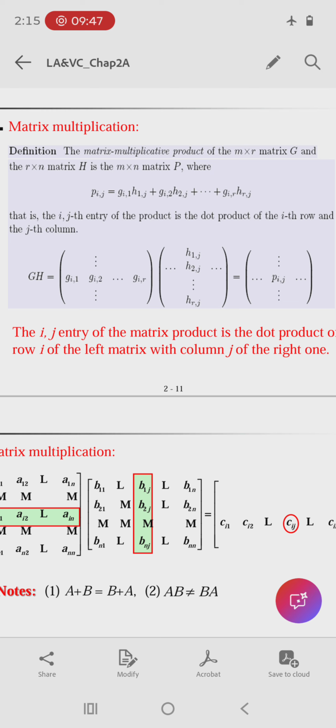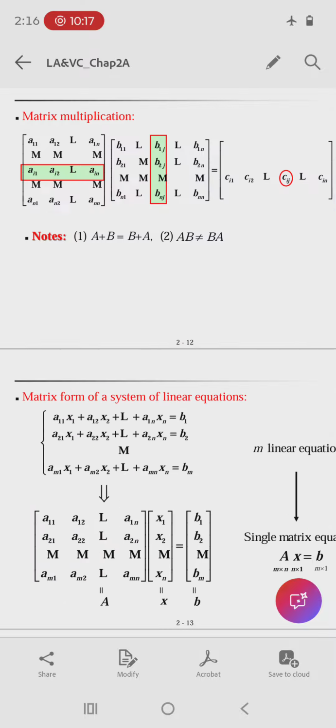That is, GH equals this general form: G(i,1), G(i,2), G(i,r). The product means the first row element multiplied by the first column element of the other matrix. The i,j entry of the matrix product is the dot product of row i of the left matrix with column j of the right one.